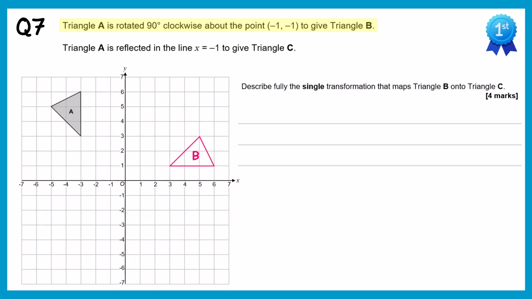Now we've also been told that triangle A is reflected in the line x = -1 to get triangle C. So let's draw on the line x = -1. That's a vertical line that goes through the x-axis at -1. Then we just need to reflect shape A in this line.